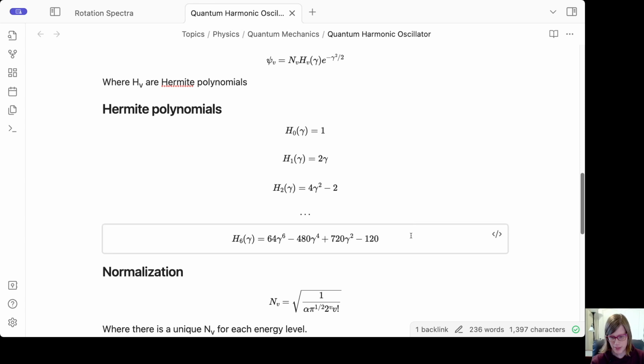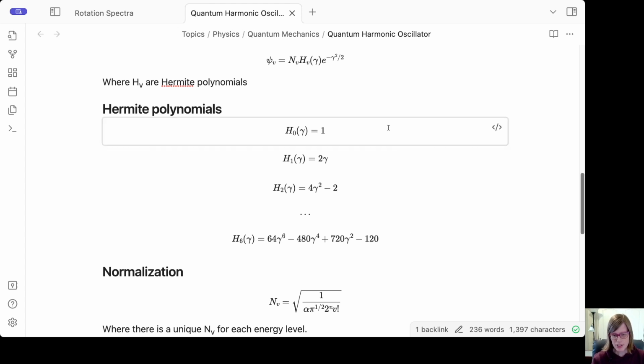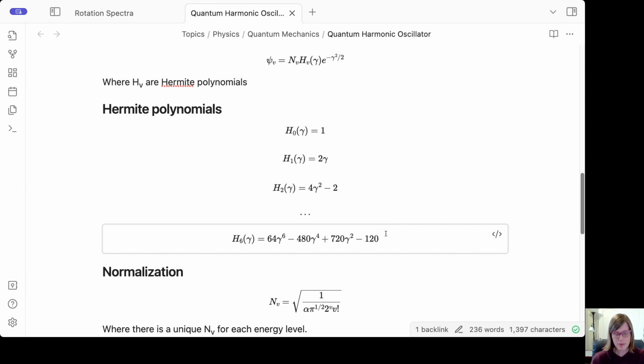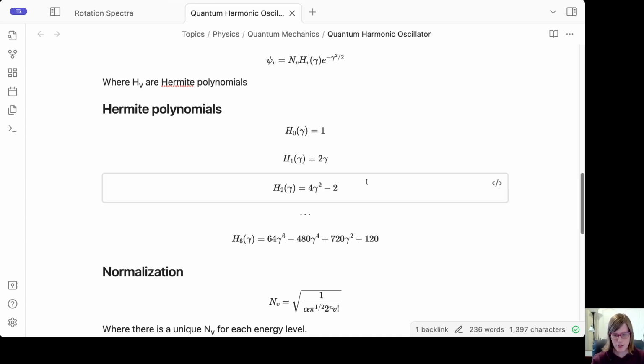So what are the Hermite polynomials? They're well known in mathematics. As they affect us here, they're the solutions which actually allow us to use the Schrödinger equation to model the system. So as you go up through each v level, 0, 1, 2, or 6, you change the Hermite polynomial that's used to model it.